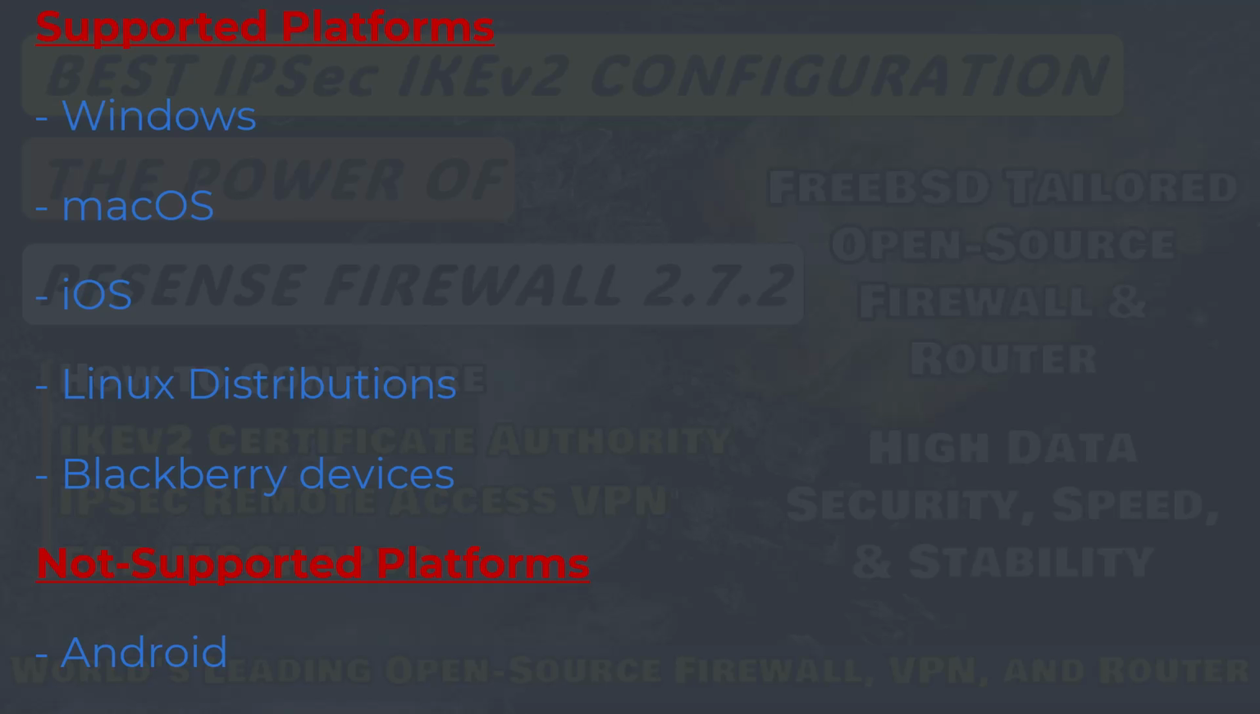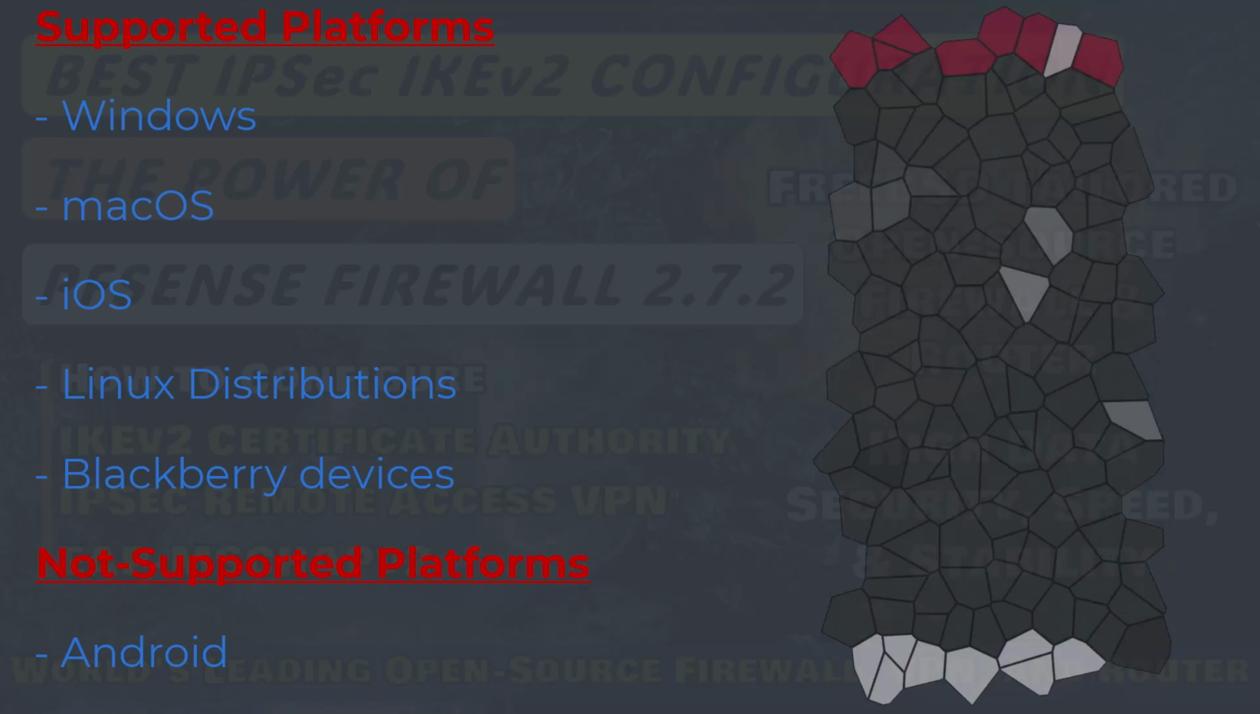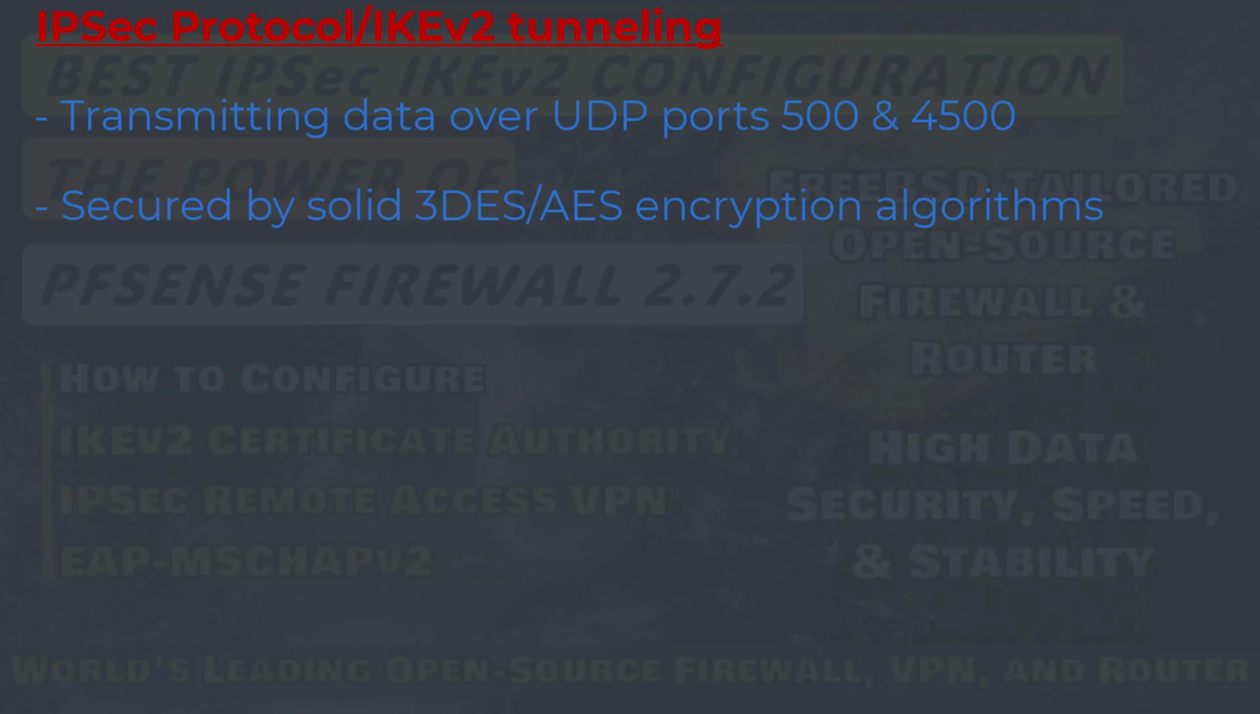It handles client hiccups quite smoothly, and by default, Android versions are not supported. To make it work, we have to install a third-party VPN client like the StrongSwan VPN client in the Android versions to connect with our VPN server. The IKE version 2 tunneling protocol is part of the IPsec protocol, transmitting data over UDP ports 500 and 4500. With its security, stability, and speed, IKE version 2 is currently one of the best VPN solutions for mobile users.